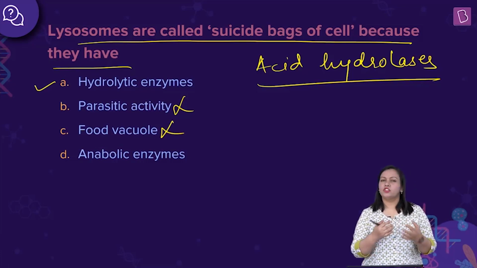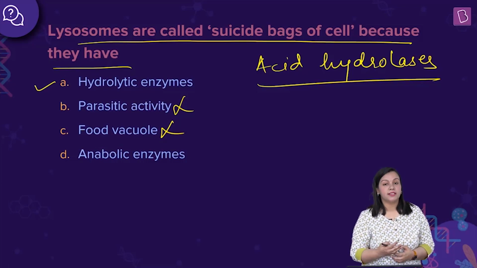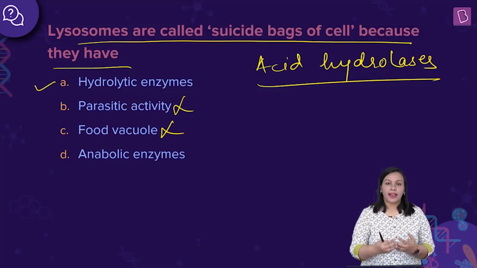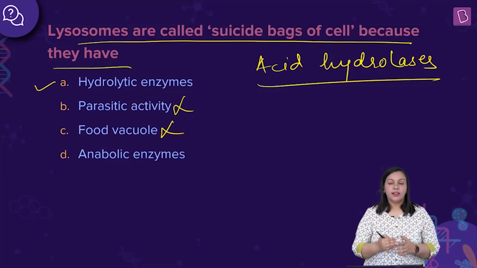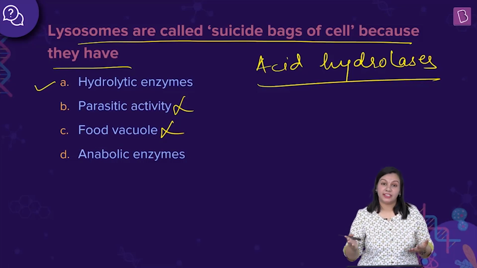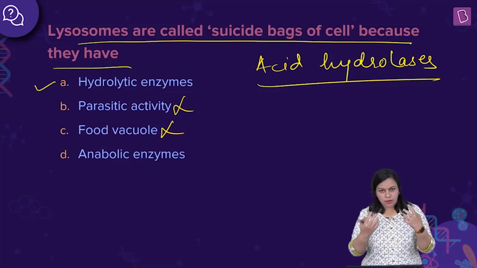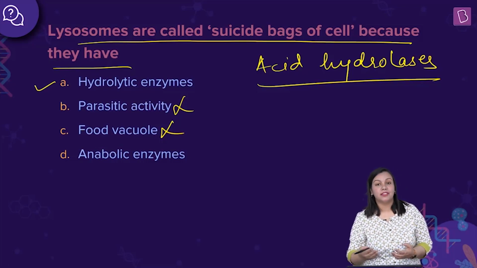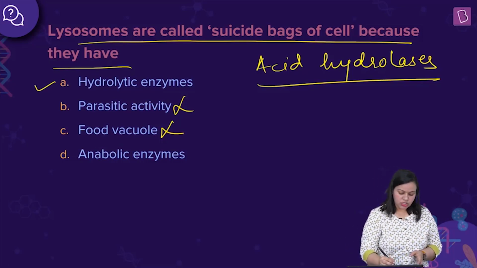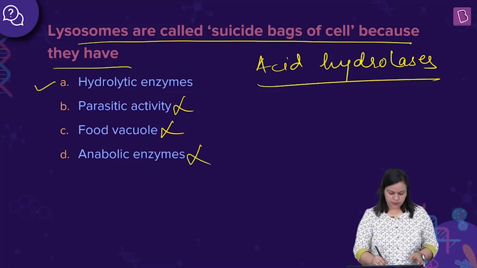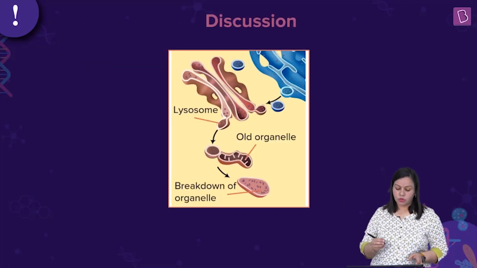Anabolic enzymes is a generic term for the enzymes responsible for carrying out anabolic reactions. But once again, lysosomes actually bring about the degradation of macromolecules because of degradative enzymes, hydrolases or hydrolytic enzymes. There is nothing anabolic about it, directly speaking, right? So this also becomes an incorrect option. The right answer here is hydrolytic enzymes for us.